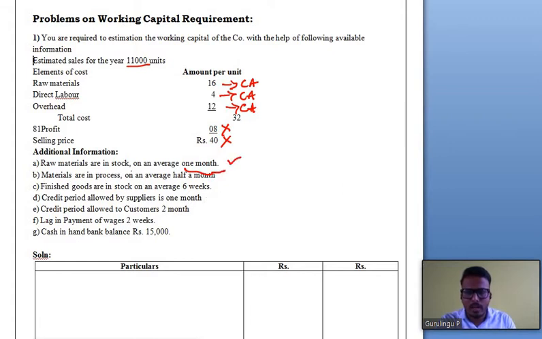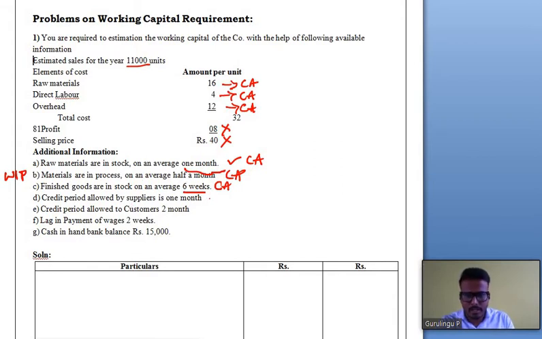Finished goods in stock an average of 6 weeks credit period allowed. Finished goods is again a current asset. Work in progress is also a current asset. Raw material is also a current asset. There are so many current assets in this question. Credit period allowed by suppliers: suppliers are creditors, so this is a current liability. You just have to identify which are the current assets and current liabilities. No need to do extra things here.